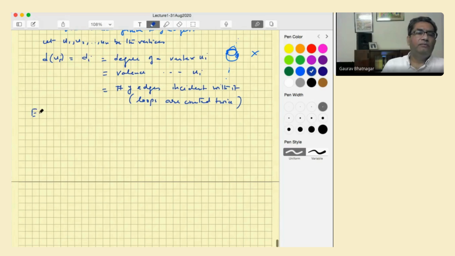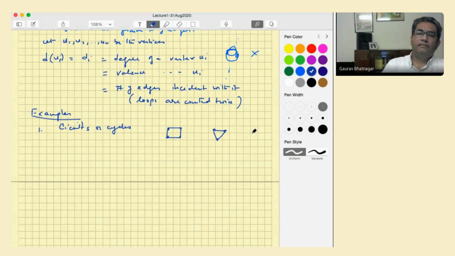Okay, so let's do some common examples of graphs. One is what are called circuits or cycles. A cycle is something like this, just one polygonal shape. These are called circuits or cycles.